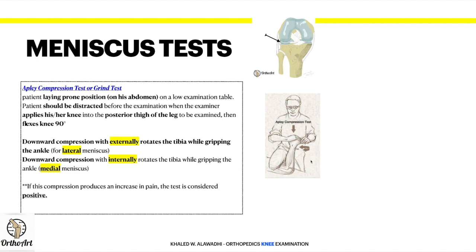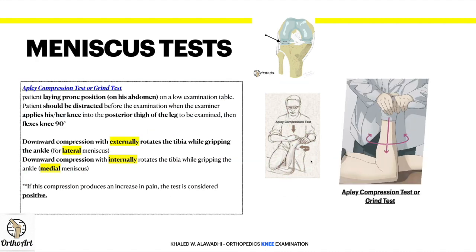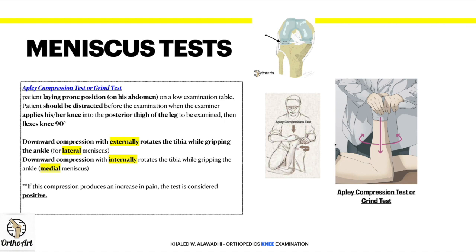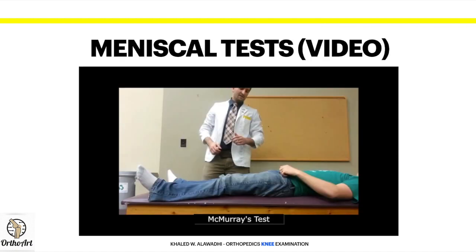We're applying direct force. This is how you do it basically. Downward pressure, external rotation for the lateral meniscus, and internal rotation for the medial meniscus. And this is a summary of the meniscal tests.